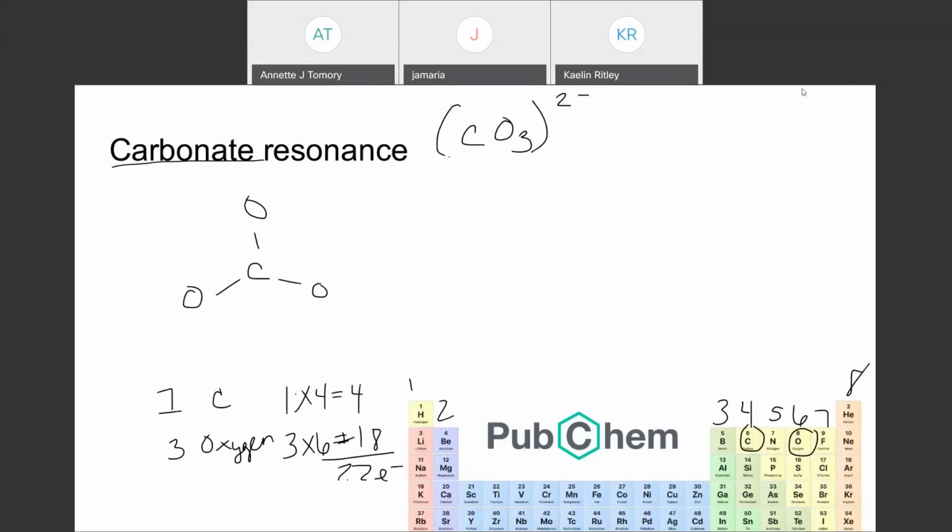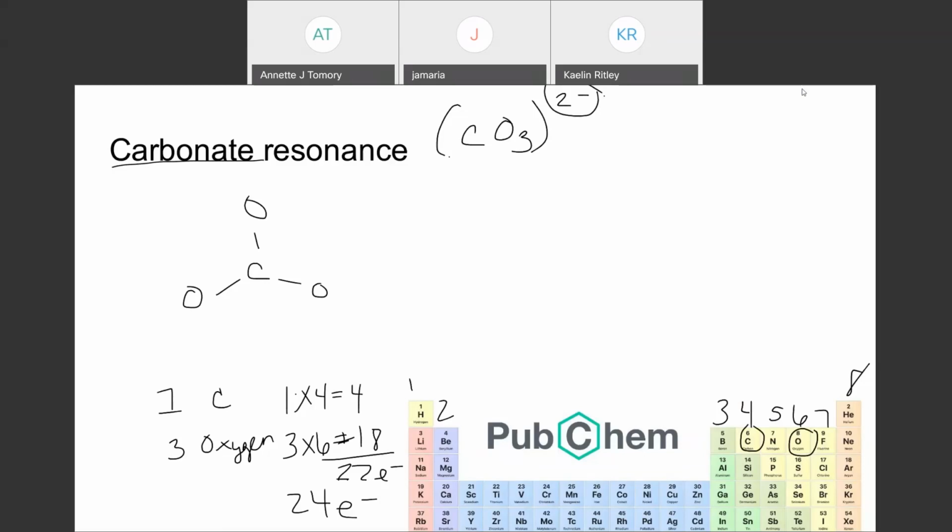The problem is we have a -2 up here. So are we adding electrons or are we subtracting them? Adding. 24 electrons. Because remember, electrons are negative, and since it's a negative charge, we're getting more electrons.